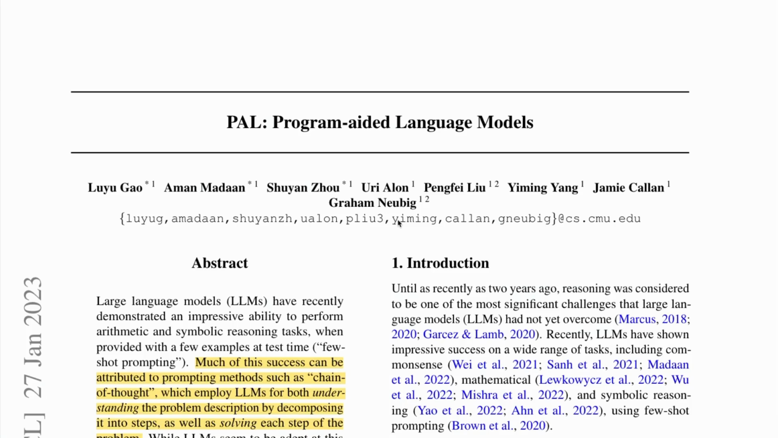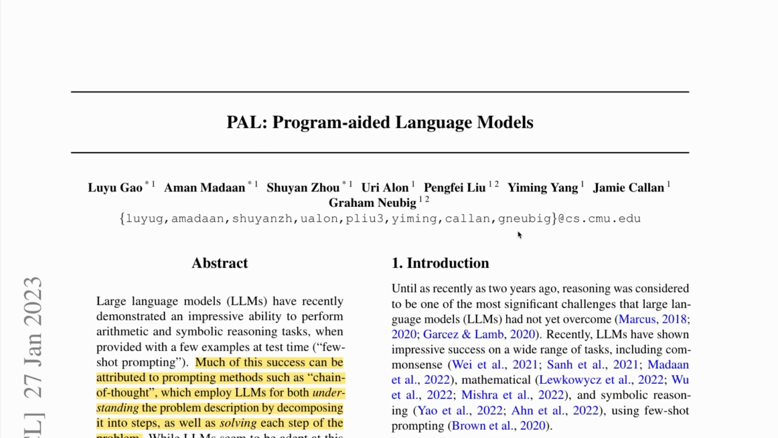Okay, in this video, I'm going to go through PAL, which is Program Aided Language Models. I'm going to go quickly through the paper and some of the key points in the paper and their website. And then I'm going to show you the code for implementing and using this in LangChain.